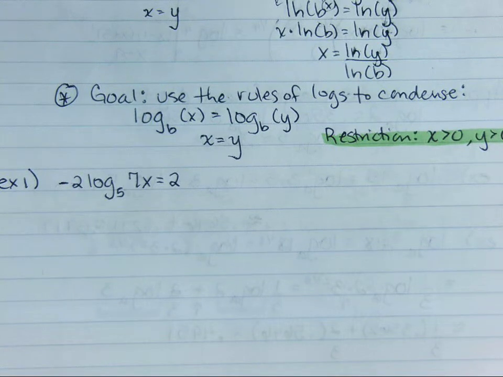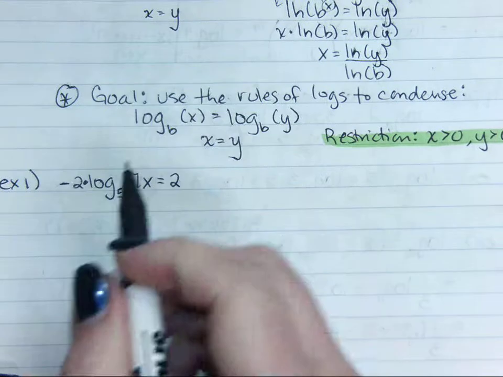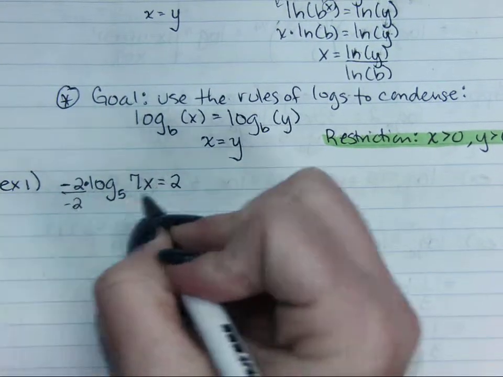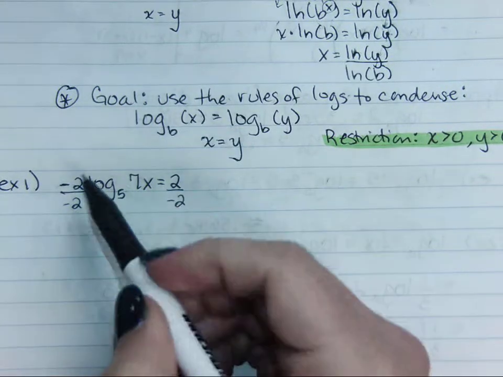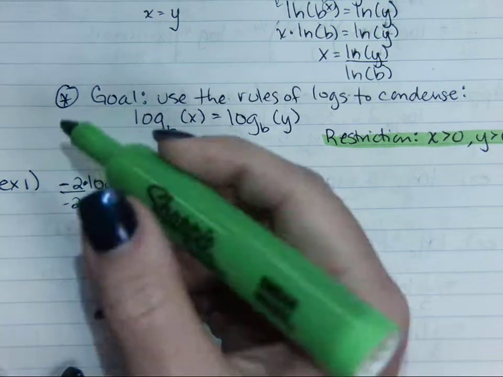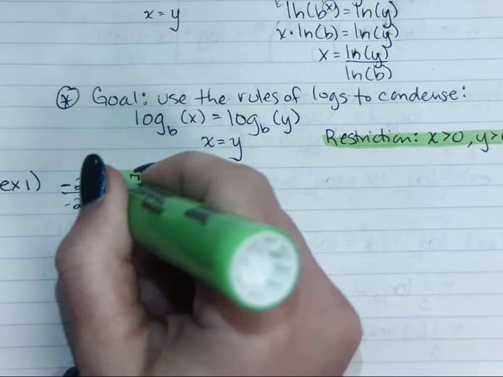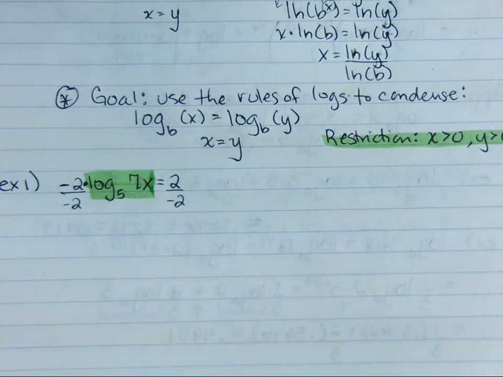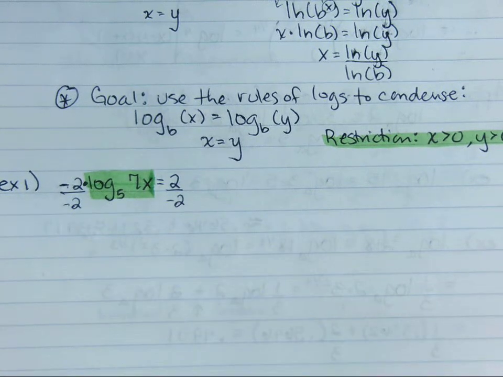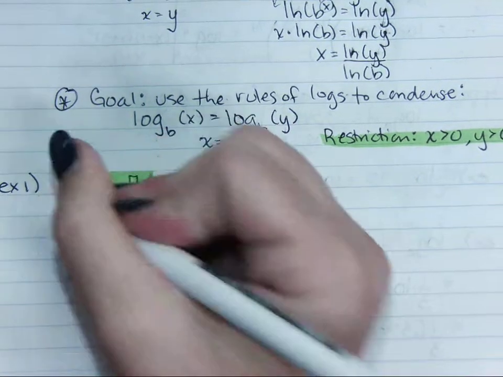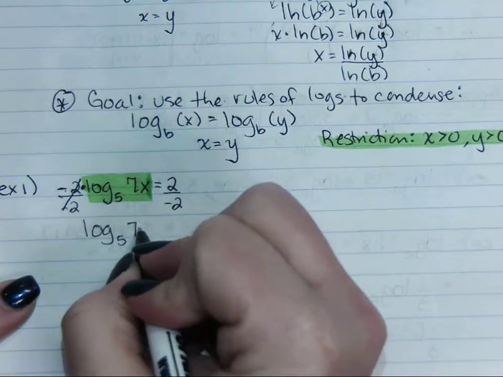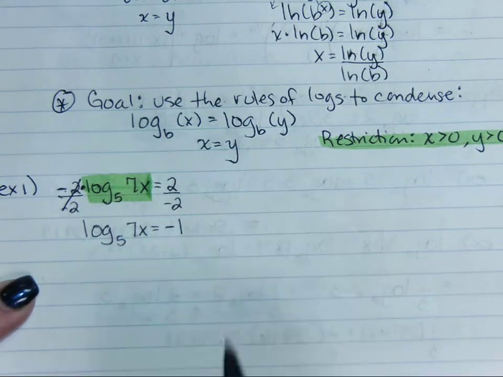So the first thing that you need to do is to undo this operation by dividing. And when you divide, you are only affecting the values on the outside of the logarithm. You are not allowed to touch the logarithm or its result in any way when you do this division. And you also need to make sure that you divide by the negative if that's attached. So now what you're going to have is the log base 5 of 7x equals -1.